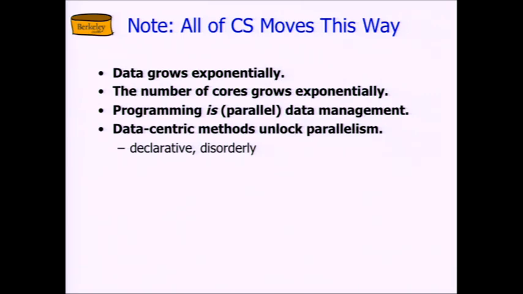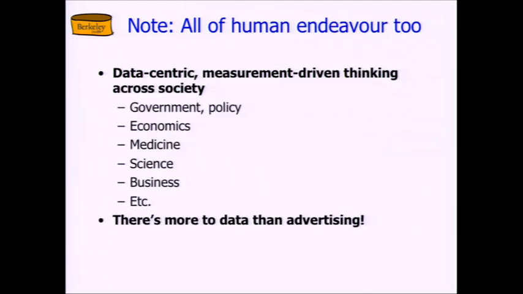That's why things like MapReduce and Spark are so widely used for distributed programming, because you have to write parallel programs, and you tend to do a better job writing parallel programs thinking data first. So data-centric methods unlock parallelism, the idea of declarative languages, disorderly languages. Obviously, data is really important to pretty much everything these days.